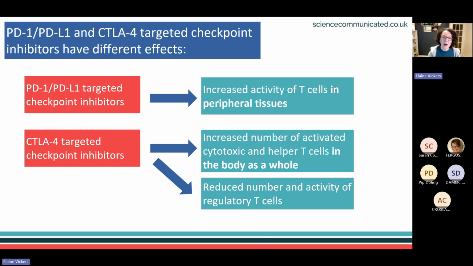The CTLA-4 targeted checkpoint inhibitors are a bit different because T cells put CTLA-4 on their surface when still inside lymph nodes. So you're activating T cells wherever they are in the body, wherever lymph node they happen to be in. Another impact of CTLA-4 targeted antibodies is that you deplete the number of regulatory T cells. And what we don't know is which of those two impacts is more important. Do CTLA-4 targeted antibodies work because you're depleting regulatory T cells or because you're boosting the number of activated cytotoxic T cells, or maybe both? We don't know.